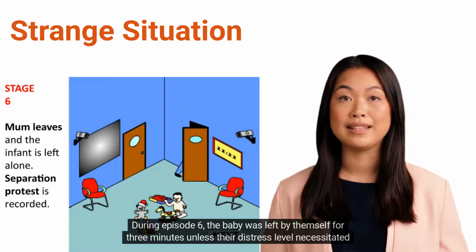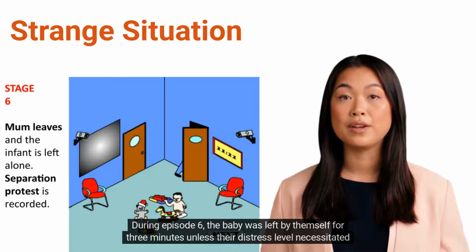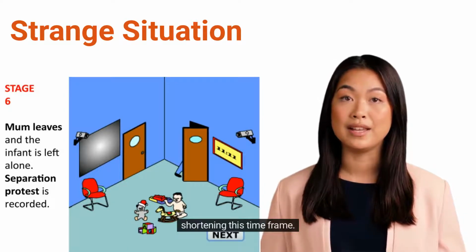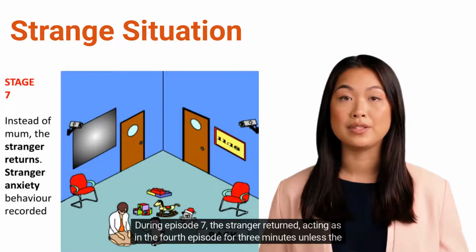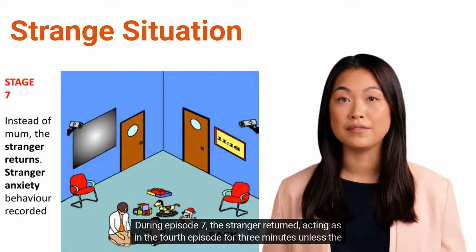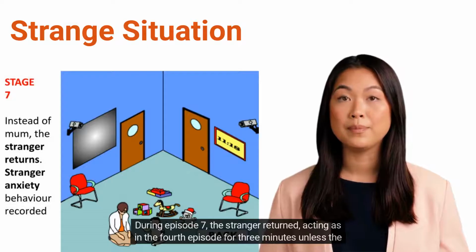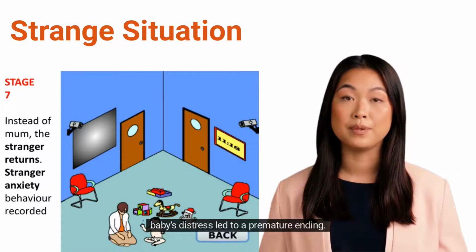During episode 6, the baby was left by themselves for 3 minutes, unless their distress level necessitated shortening this time frame. During episode 7, the stranger returned, acting as in the 4th episode for 3 minutes, unless the baby's distress led to a premature ending.